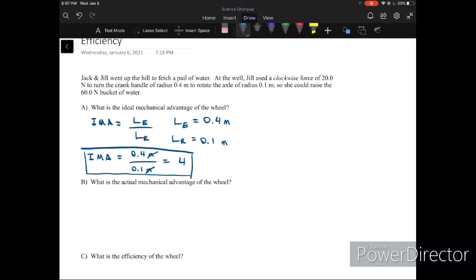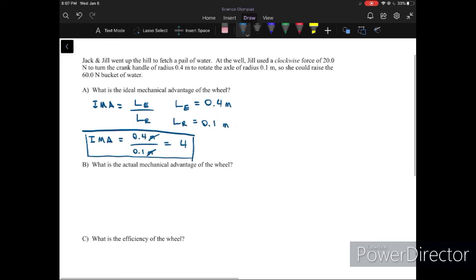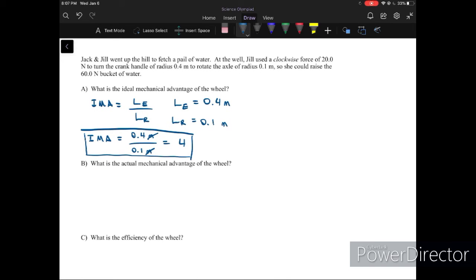Now, what is the actual mechanical advantage of the wheel? Well, fortunately, we were also given the input force and the output force that Jill was able to achieve using this wheel and axle system. And because mechanical advantage is equal to your output over your input, we know that this is going to be equal to our true resistance force divided by our effort force.